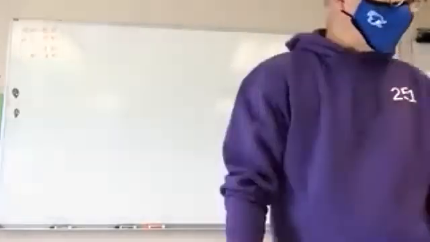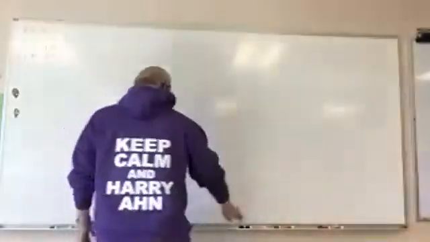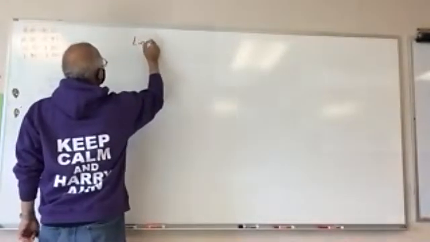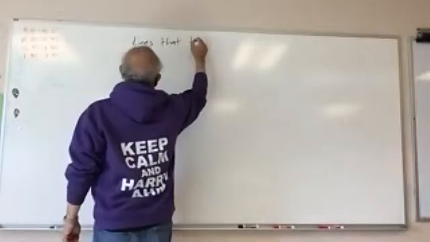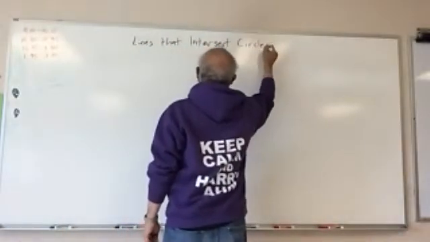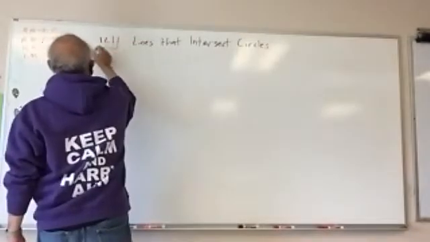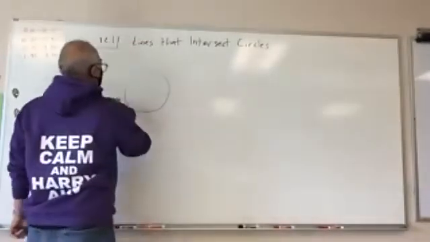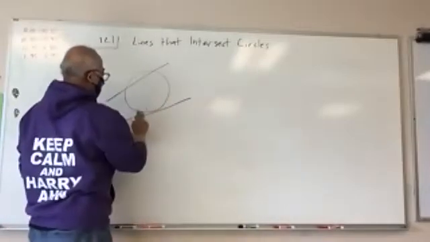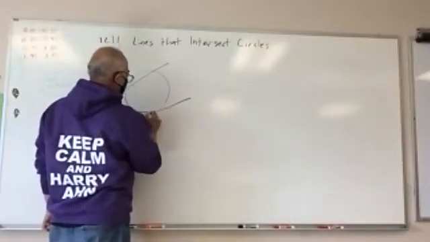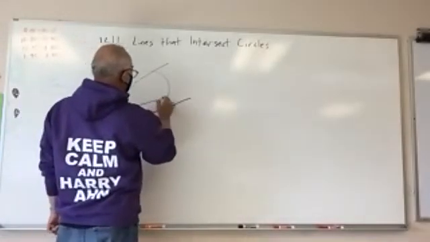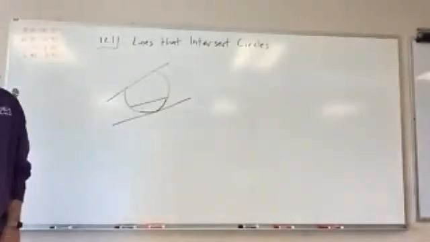Right, 12.1, lines that intersect circles. Okay? So basically, we're going to have a circle, and you're going to have lines that go like this. Some lines are going to meet like this. Then you're going to have lines that are line segments that look like this.